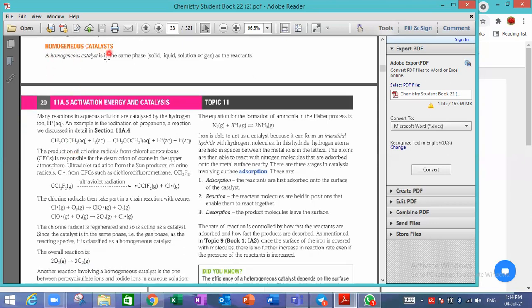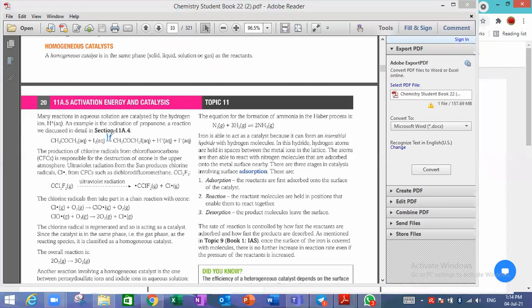As an example of a homogeneous catalyst, if we take this reaction, propanone aqueous plus iodine aqueous, to form iodopropanone aqueous plus hydrogen ion plus iodide ion, here the catalyst used is the aqueous acid. It's a hydrogen ion, aqueous. Hydrogen ion, as we know, represents the acid. So here we place an acid. For this reaction to take place, we put an acid acting as a catalyst. And since it's in the aqueous state, just like the propanone and the iodine, we call it a homogeneous catalyst.